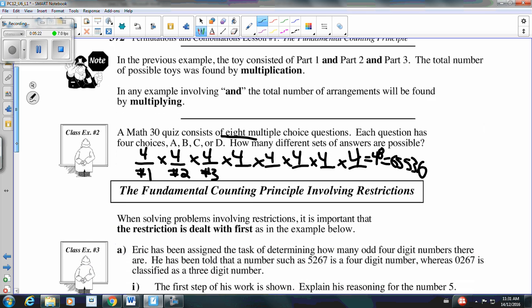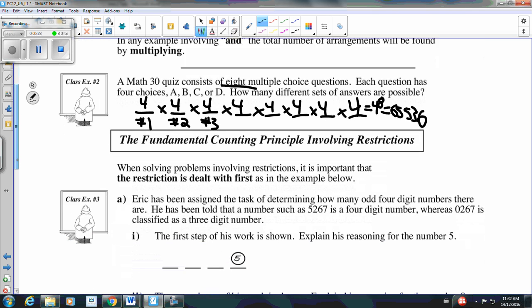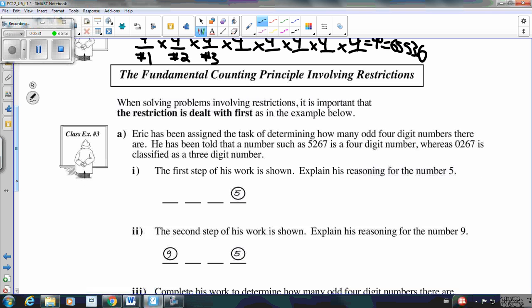Now, sometimes we make restrictions, so it gets a little bit more complicated. When solving problems involving restrictions, it is important that the restriction is dealt with first, as in the examples below. Eric has been assigned the task of determining how many odd 4-digit numbers there are. He has been told that numbers such as 5267 is a 4-digit number, whereas 0267 is classified as a 3-digit number. The first step of his work is shown.